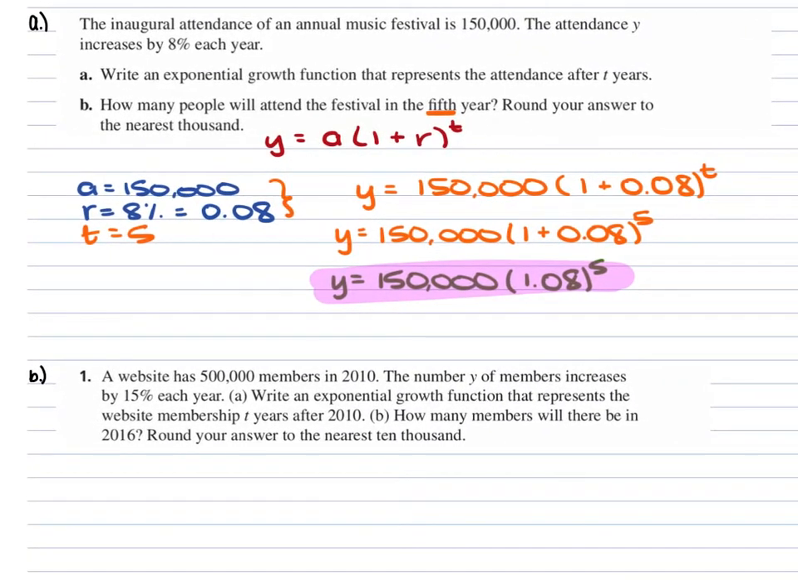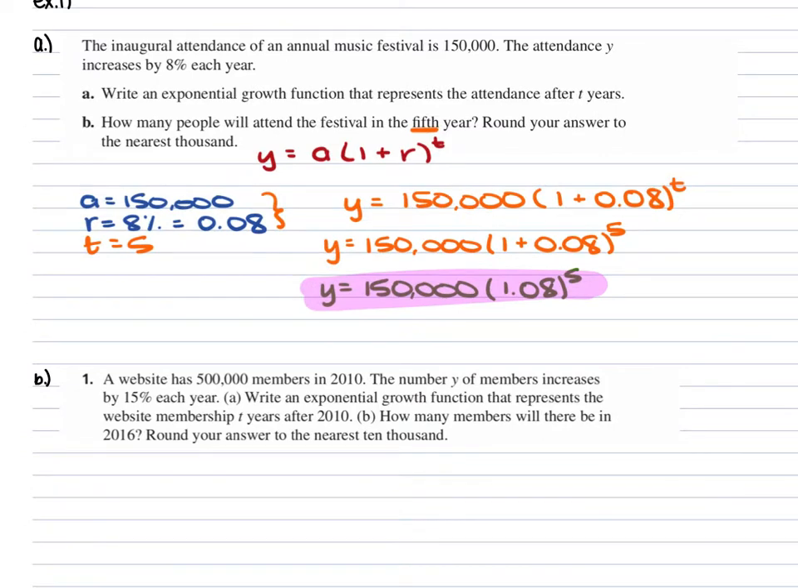For example B, it tells us that a website has 500,000 members in 2010. The number y of members increases by 15% each year. We need to write an exponential growth function that represents the website membership t years after 2010. And then it asks how many members will be there in 2016. So using all of this, our initial amount is that a value, which is 500,000. Then it tells us that our rate, it goes up by 15% each year. So as a decimal, that's 0.15.